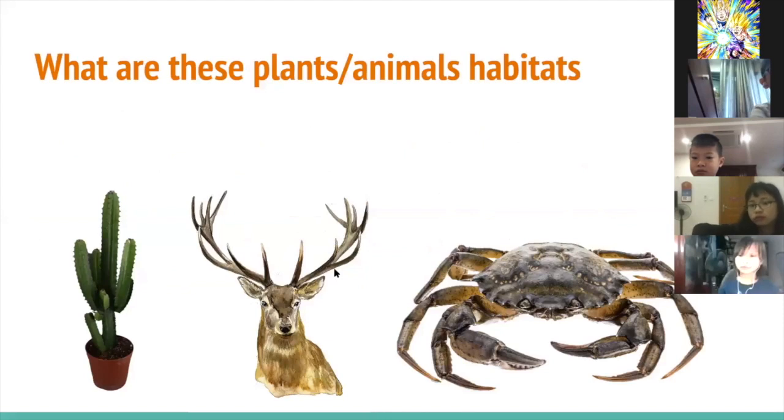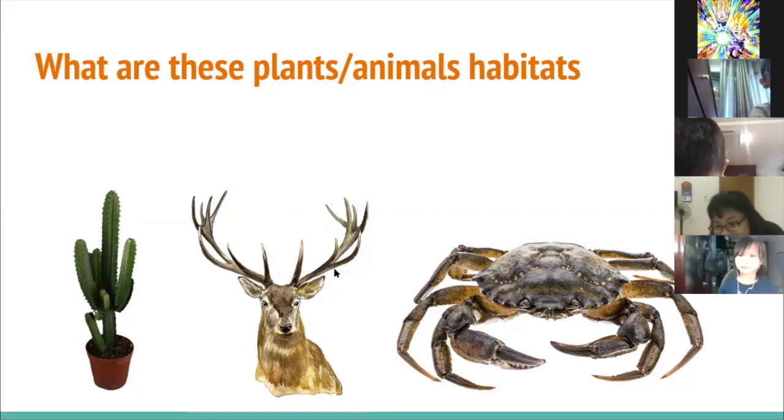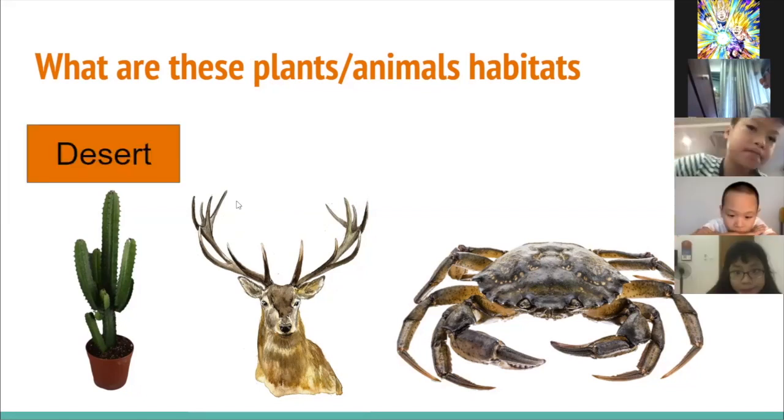So what are these animals' habitats? What is this cactus's habitat? How about Sophia? What is a cactus's habitat? Where does a cactus live? Anmin? What would be in the desert's environment? What would be in the cactus's environment? What would be next to the cactus? I don't remember.